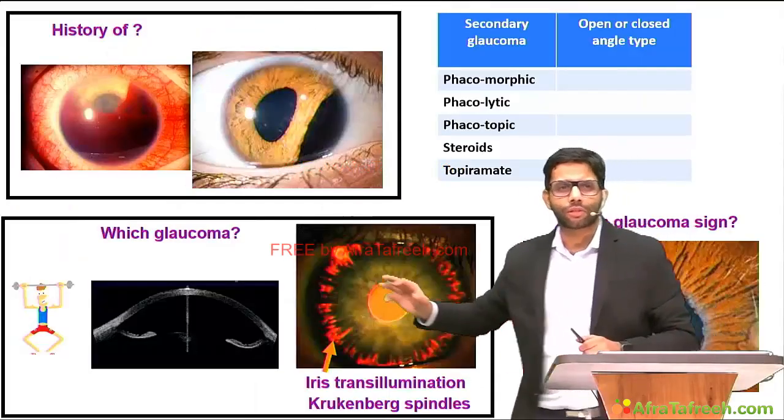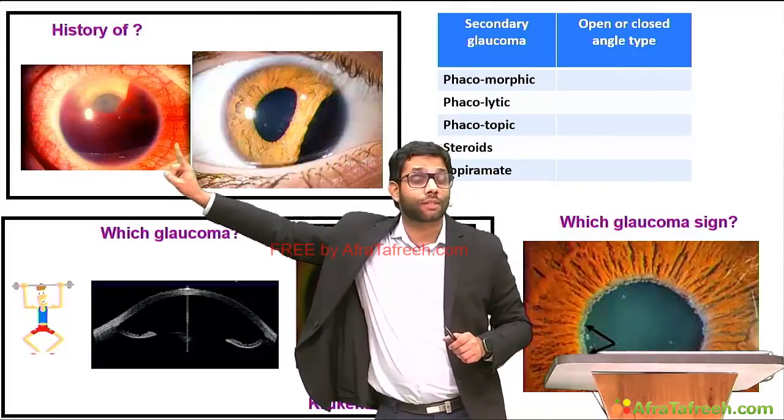Now let us see these pictures. What is this sign? There is blood in the anterior chamber, not pus. This is red. This is hyphema.